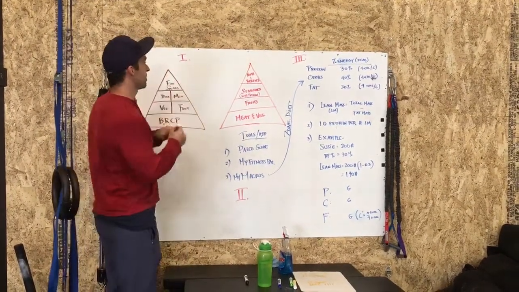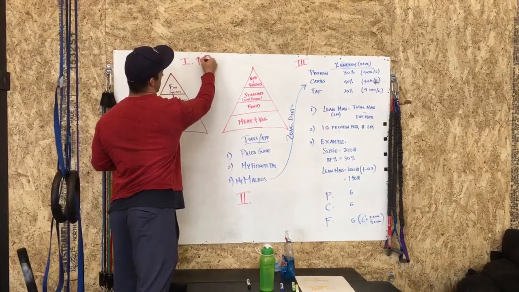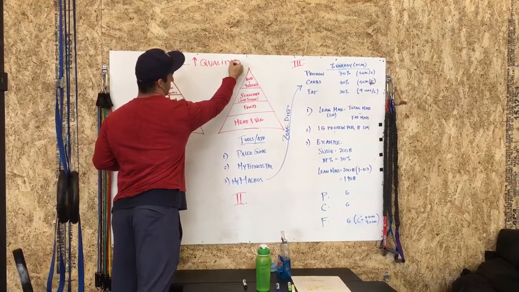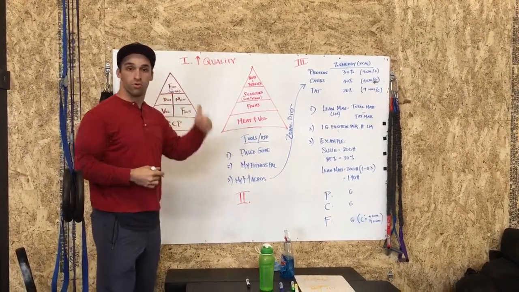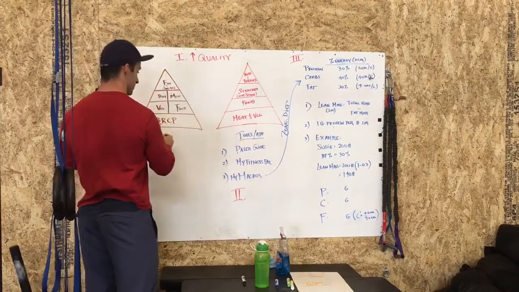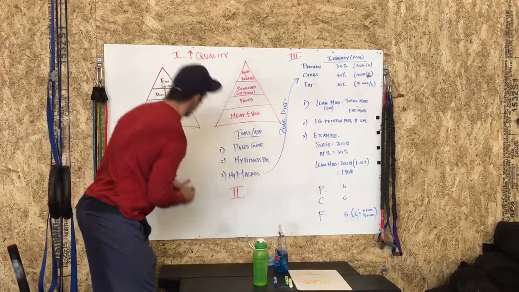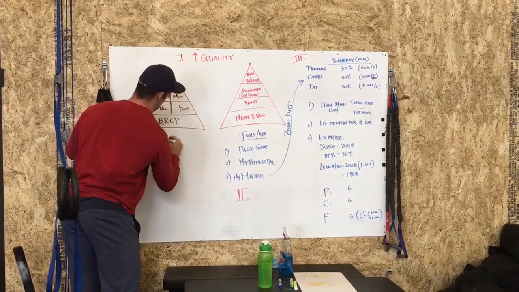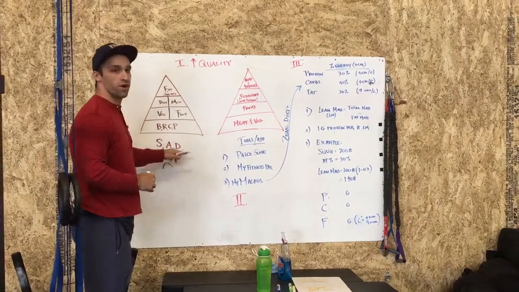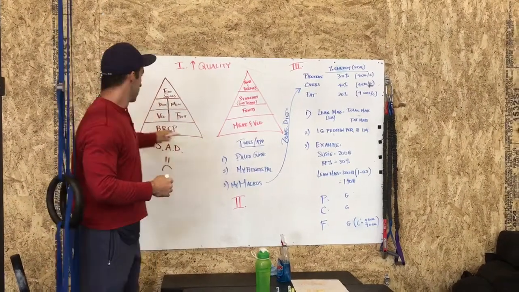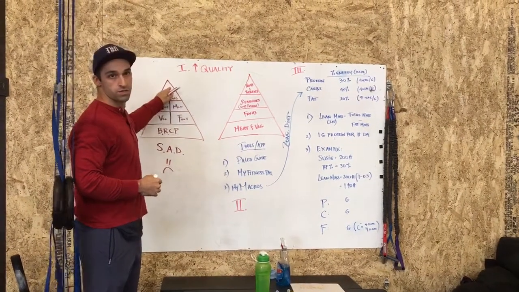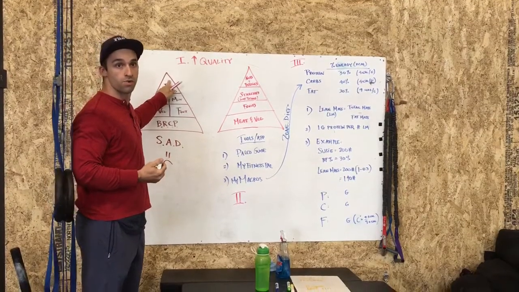So this first one here, I'm gonna call it the quality phase. Okay, so what we're going to do is we're going to improve the quality of the types of foods we're eating. Okay, this is the first pyramid on the left here you should be familiar with. It's called the SAD pyramid, for Standard American Diet. Okay, bread, rice, cereal, pasta, vegetables, fruits, dairy, meats, fats, and sugars. Okay, this is what we've been taught and we grew up with.